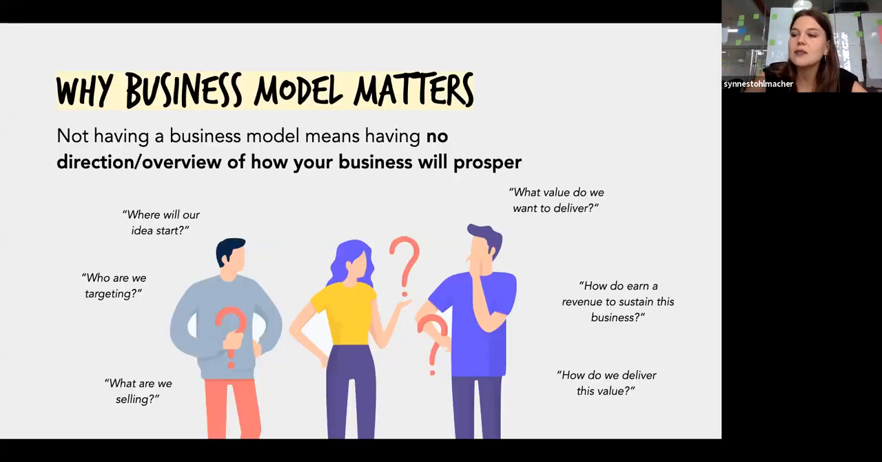So a business model really matters, because if you don't have a business model, you won't necessarily have an overview or a direction of how your business will prosper. So it's not just about how it will take place, but also how it potentially will grow over time. So it will answer questions like, what are you selling? Who are you targeting? Where will your idea start? What is the value you want to deliver?